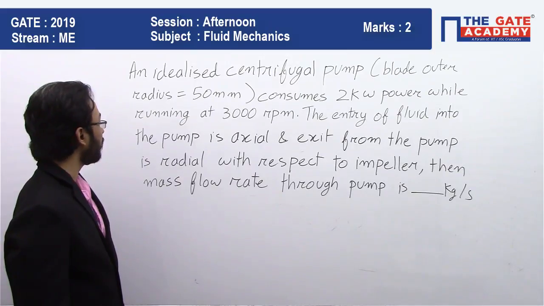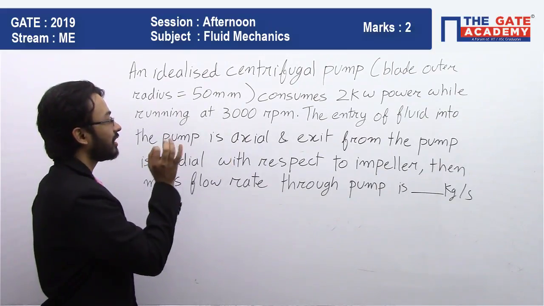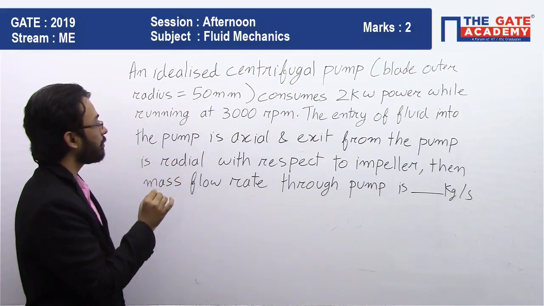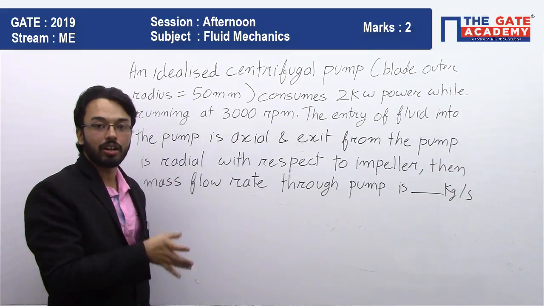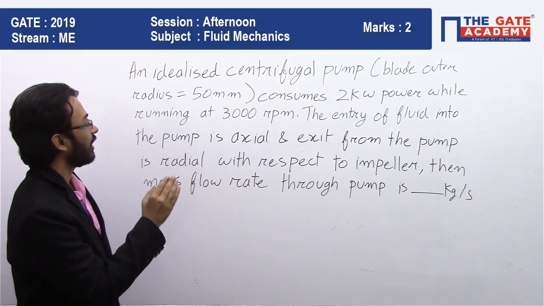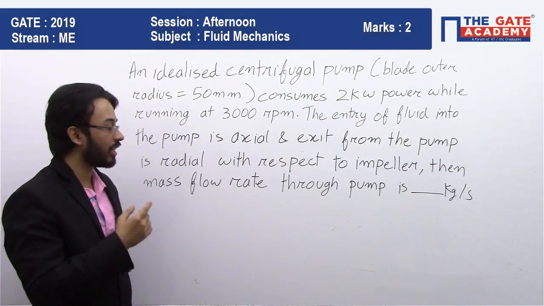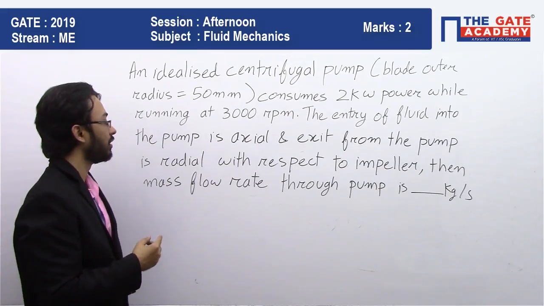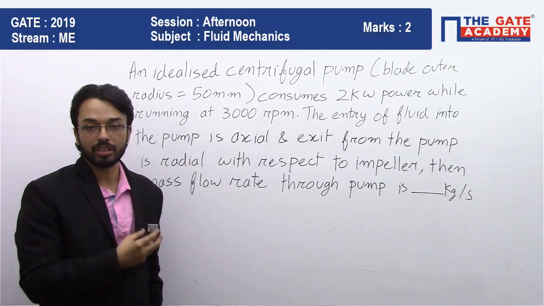The entry of fluid into the pump is axial. So at this point you should pay attention. The entry of fluid into the pump is axial, that is, the flow is entering along the axis of the pump, and the exit from the pump is radial with respect to the impeller. Then the mass flow rate through the pump is... Now they are asking what is the mass flow rate.